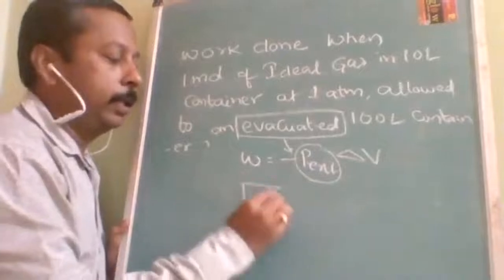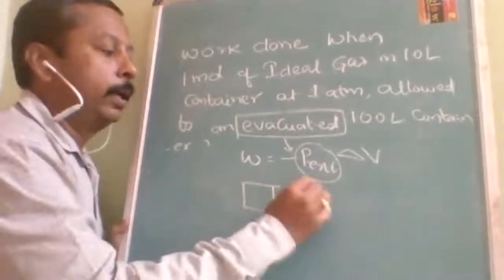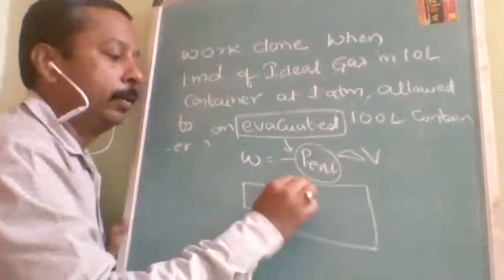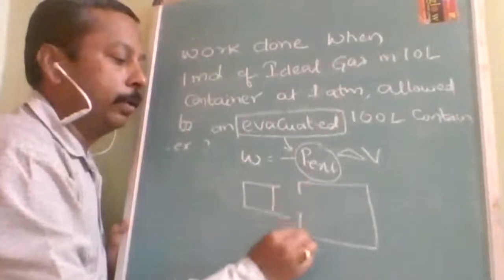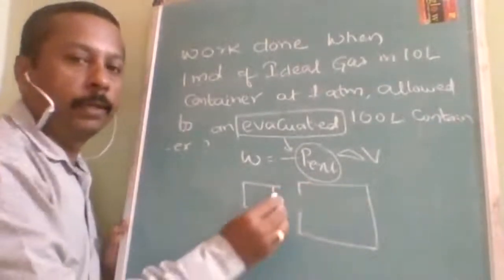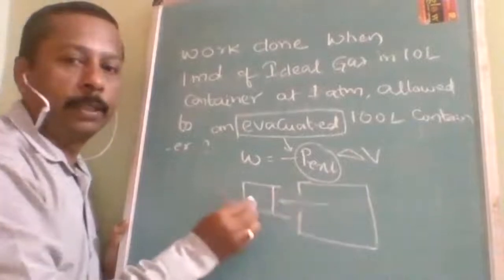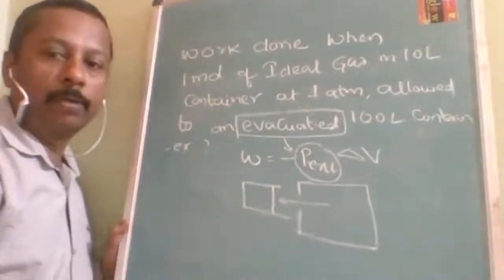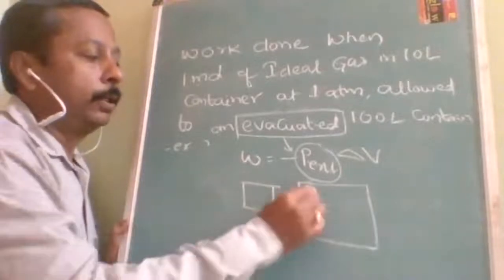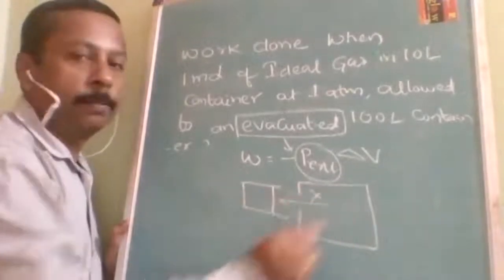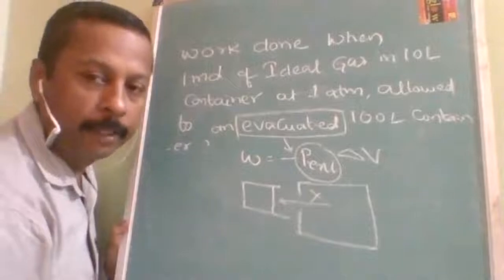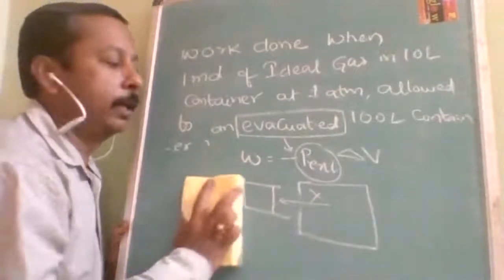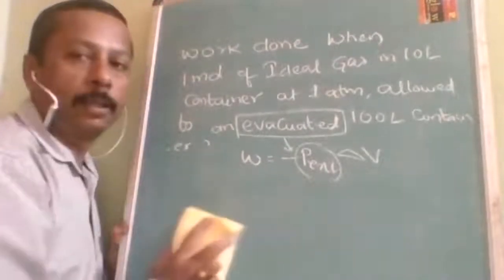Suppose this is a 10-liter container and that is a 100-liter container. When they are joined together, it is already evacuated. There is no force acting from this side, so no energy is required and no work is required. So this is 0. Therefore, it is free expansion. When there is free expansion, work done is 0. Is it understood, students?